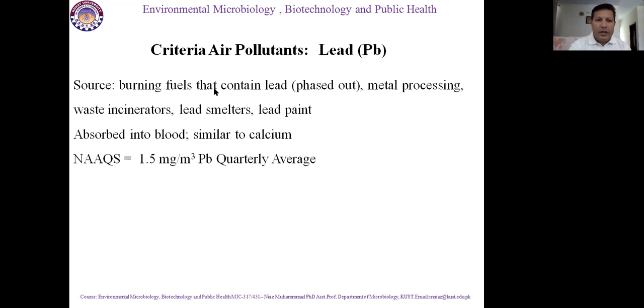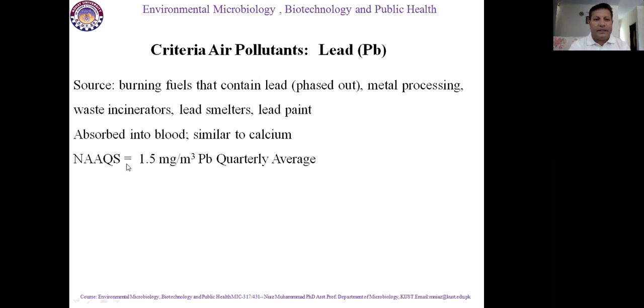What happens if all these things are responsible for releasing lead into the air? It is absorbed in blood, similar to calcium. When someone is inhaling lead particles with air, with oxygen, it goes into the lungs, and the alveolar sites are the only places where transfer of oxygen and carbon dioxide takes place. At the same time, the lead is absorbed into the blood, just like calcium.